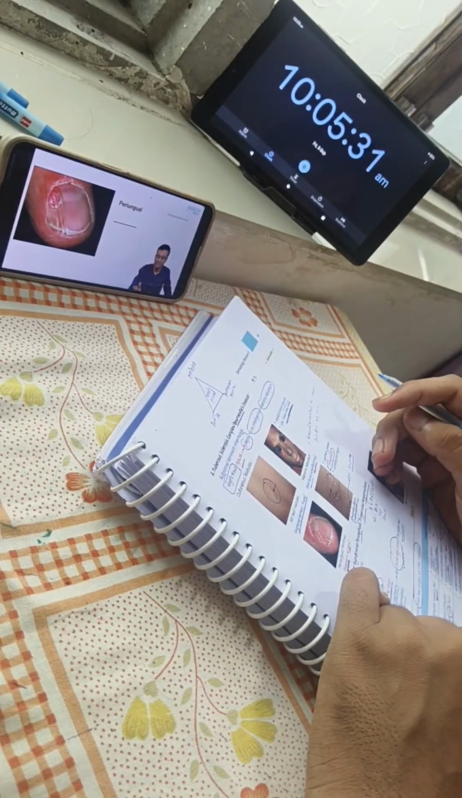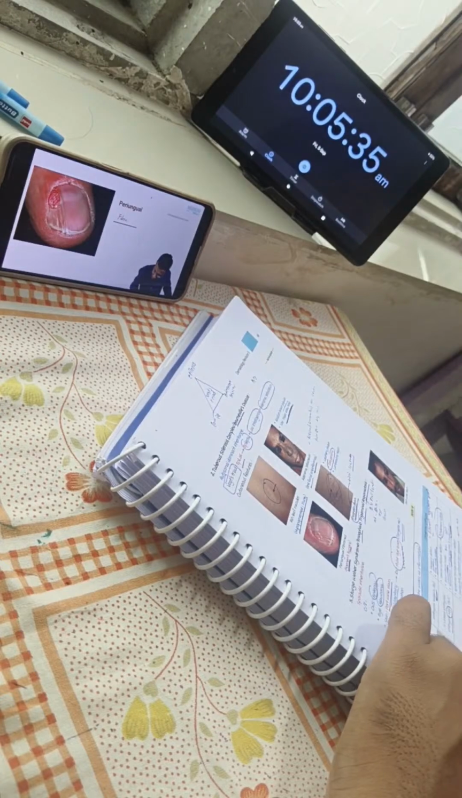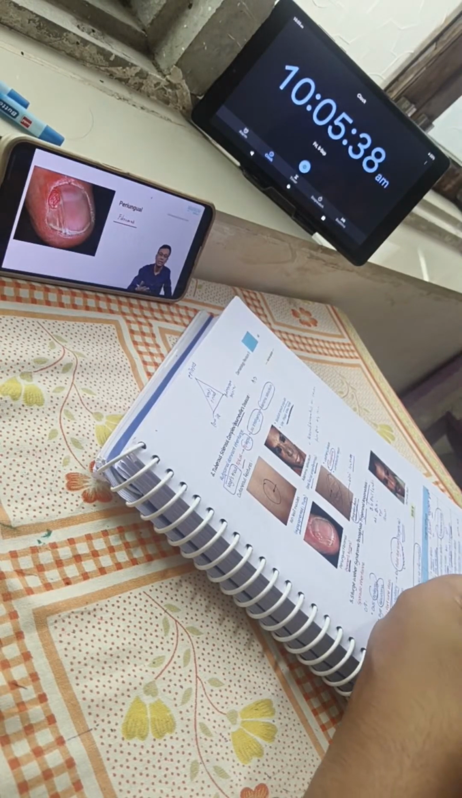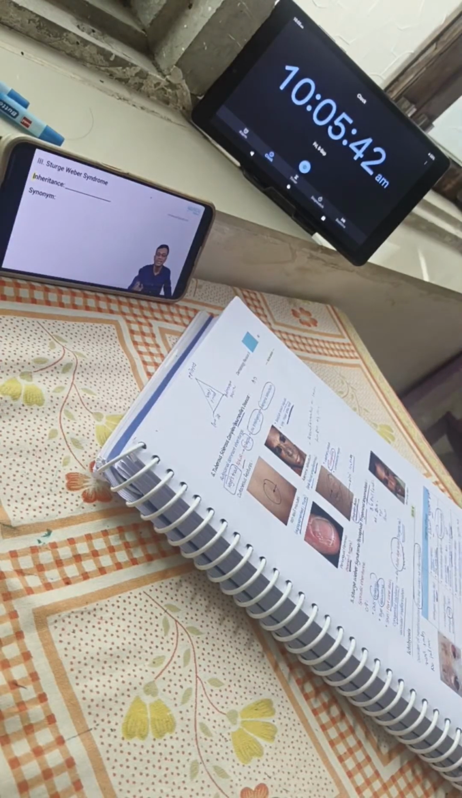Next, the fourth important skin lesion is periungual fibromas. Periungual fibromas seen in tuberous sclerosis complex are referred to as Koenen's tumors. We take up the third important condition, which is Sturge-Weber syndrome.